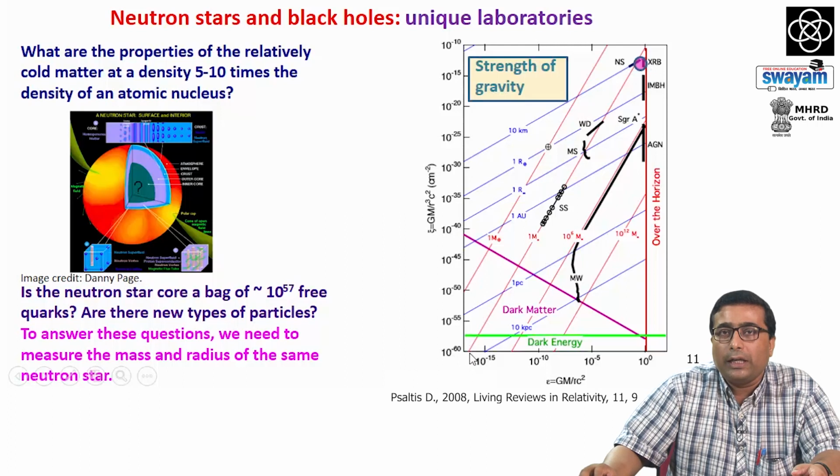And note that each axis is in the logarithmic scale. Therefore, the neutron star and stellar mass black holes have by far the strongest gravity in the universe, and therefore, these objects are extremely important to test a law of gravitation like the general theory of relativity and the flow of matter in this very strong gravity region.